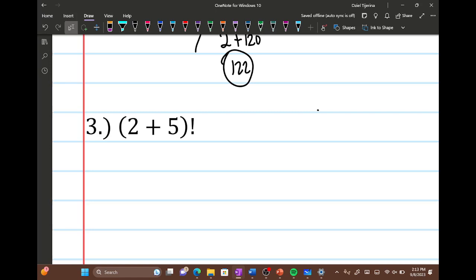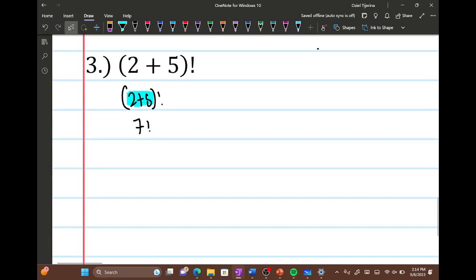Now we're going to do this example, and I want you to notice the difference between these two, and then I'll explain what the actual difference is and what we need to remember. So here we know that on the inside there's a 2 plus 5, but we need to simplify the inside, right? Because we can do that. We can add 2 plus 5. It's going to be 7 factorial. And so then this is going to be 7 times 6 times 5 times 4 times 3 times 2.